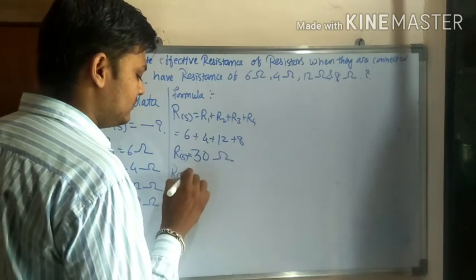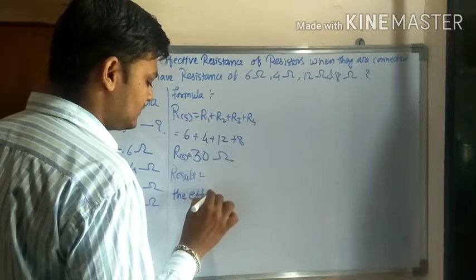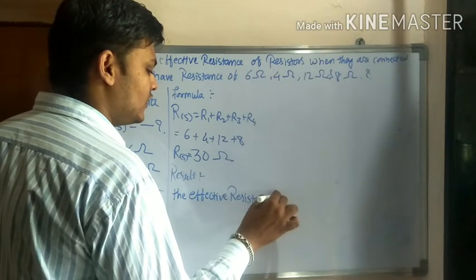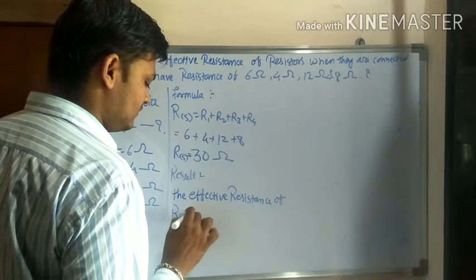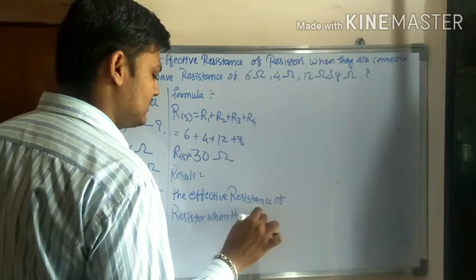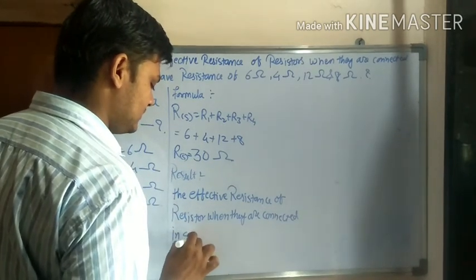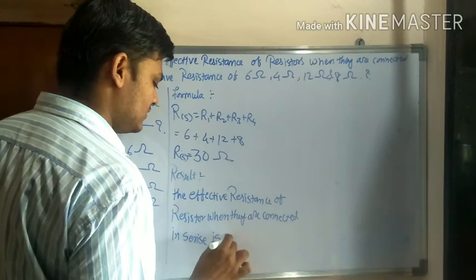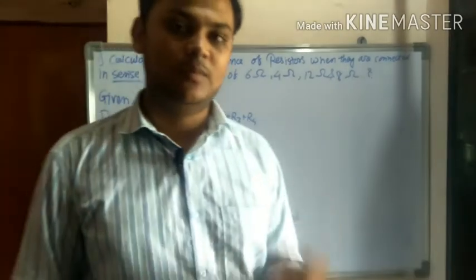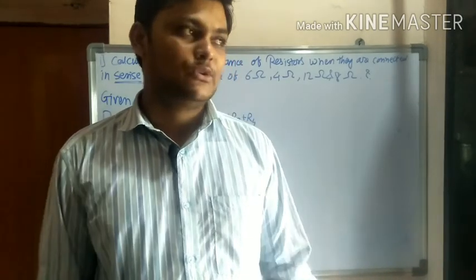Now we have to write down result. So the effective resistance of resistor when they are connected in series is 30 ohm, and with the pencil you have to tick mark that 30 ohm or underline it, because it shows some impact on your invigilator or moderator who is going to check your notebooks.